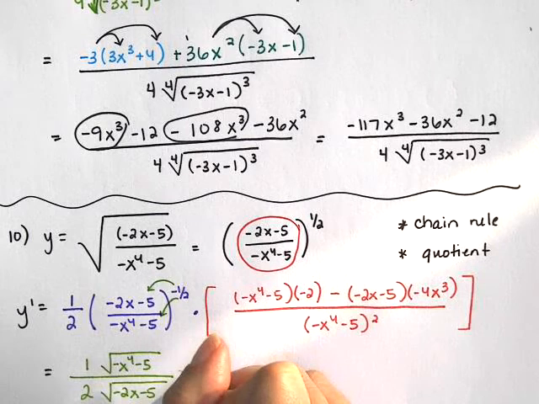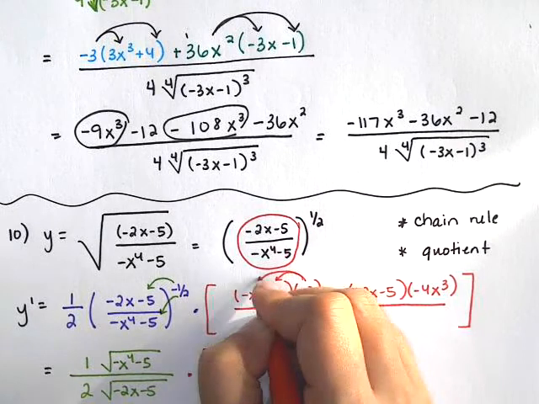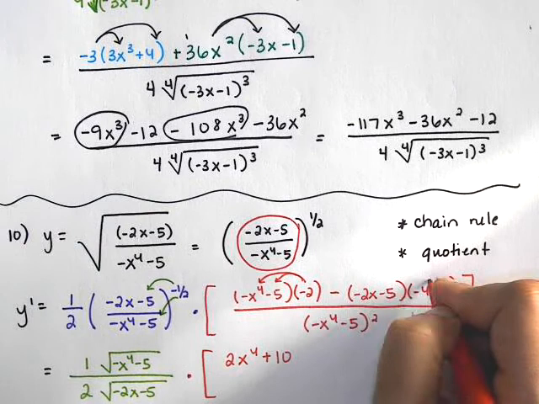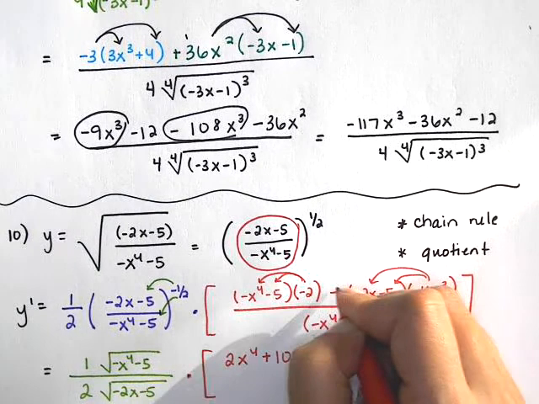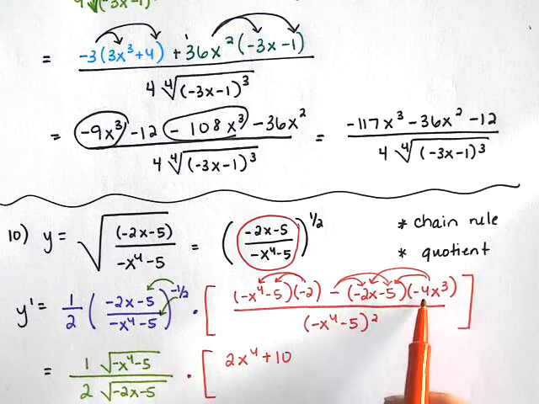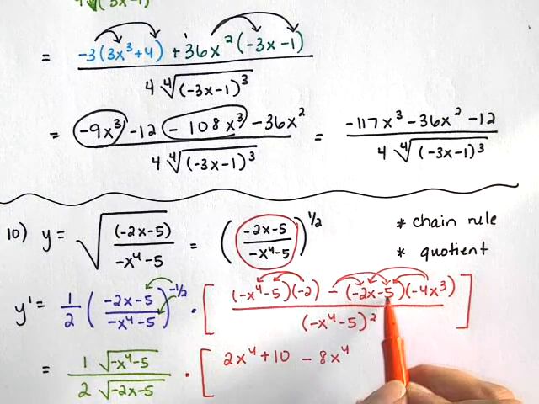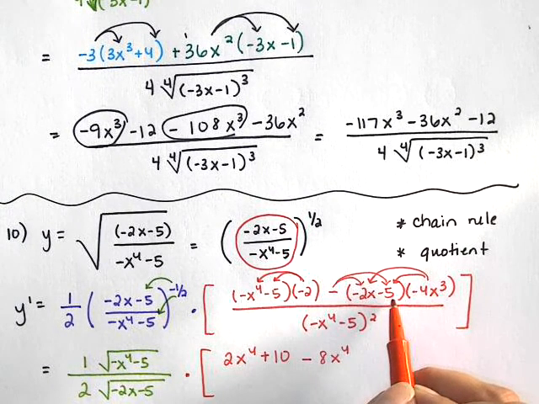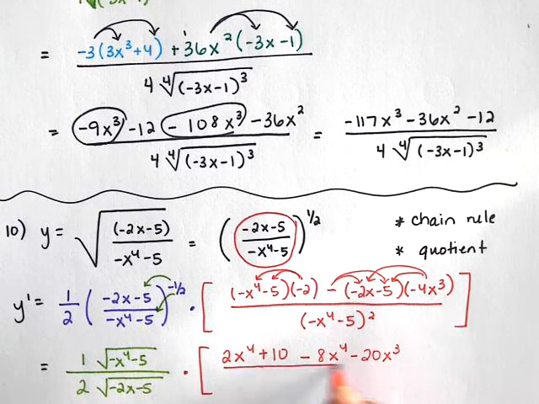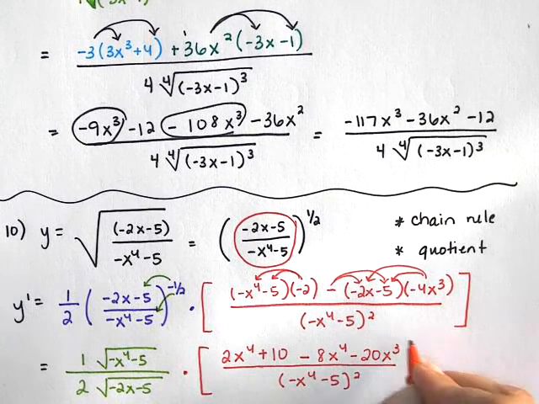And then I'm just going to simplify this. I'm going to distribute the negative 2. So I get positive 2x to the 4th plus 10. I'm going to distribute the negative 4x cubed and the negative at the same time. So negative 2 and negative 4 makes positive 8, but when I distribute the negative, it makes negative 8x to the 4th. Negative 4 and negative 5 makes positive 20, but when I make it a negative again, it's a negative 20x cubed. All over negative x to the 4th minus 5 squared.